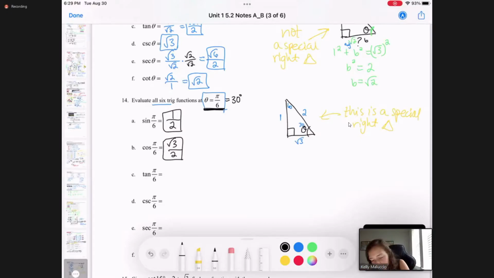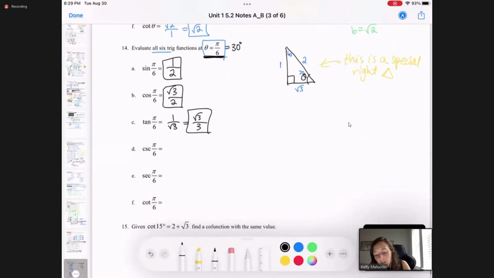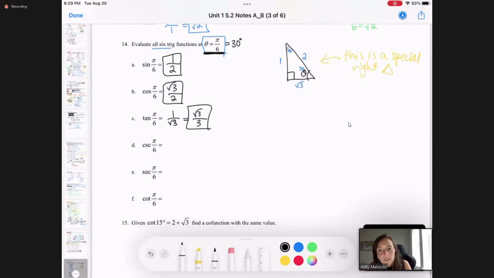Tangent of pi over 6 is 1 over square root of 3, which is root 3 over 3. You could also look at the, I think we started to write this in the unit circle last class. Cosecant, okay, so you're going to flip sine. So the reciprocal of sine, which is just 2 over 1, so 2. Secant is flip cosine, so 2 over root 3, which is the same thing as 2 root 3 over 3.